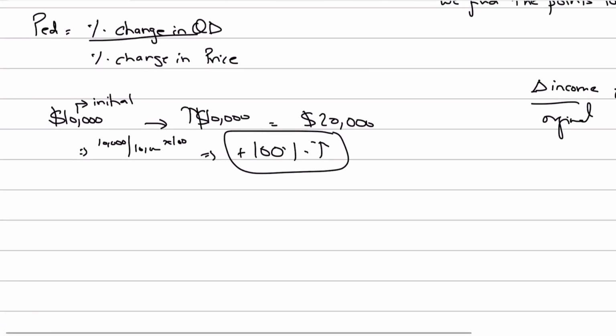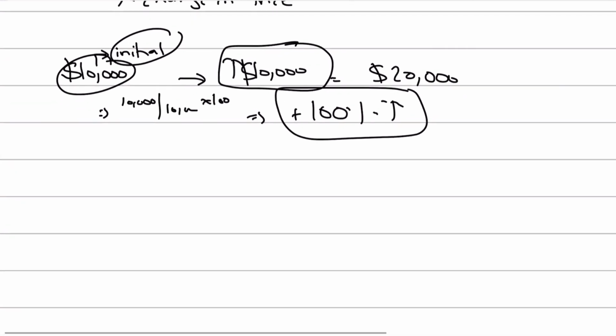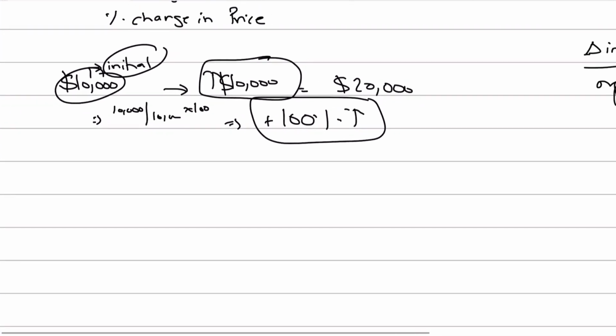And so if my income goes up by 10,000, I see that there's a 100% increase in my income. Now let's take another scenario, where my starting or initial income, instead of being 10,000, is 100,000. So let's say I'm earning $100,000 and my income goes up by the same amount, that is 10,000.